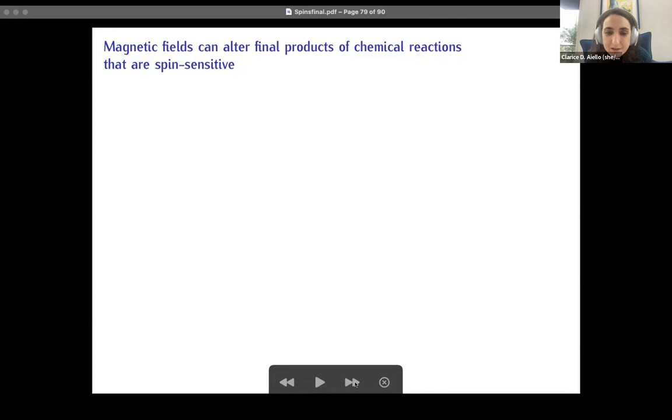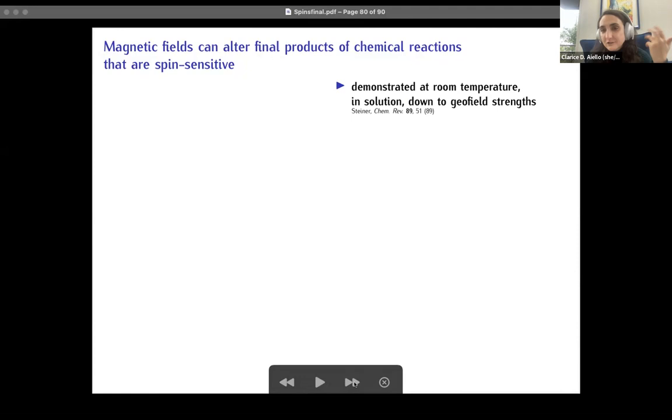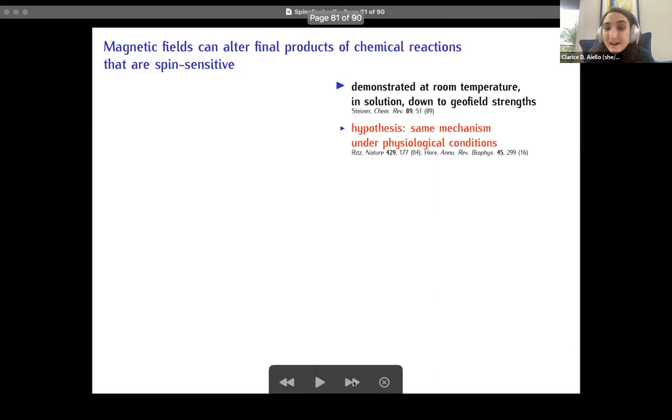So this has been demonstrated in test tube chemistry at room temperature in solution, the gas phase, solid state, and for magnetic fields as small as the Earth's, which is smaller than the magnetic field that you sense when you put your cell phone close to your face. It turns out that the whole shebang goes from chemistry to biology because people wanted to know how birds migrate.